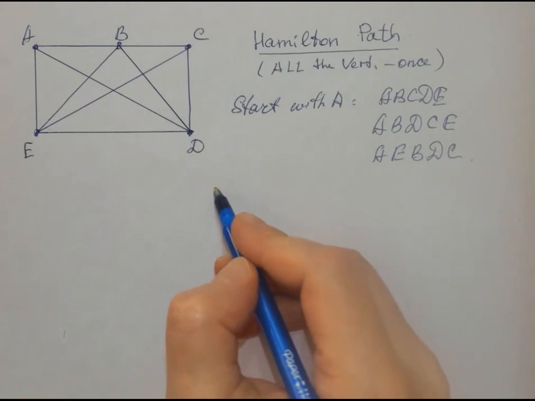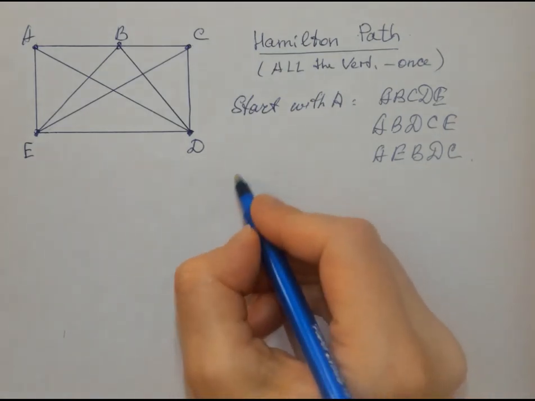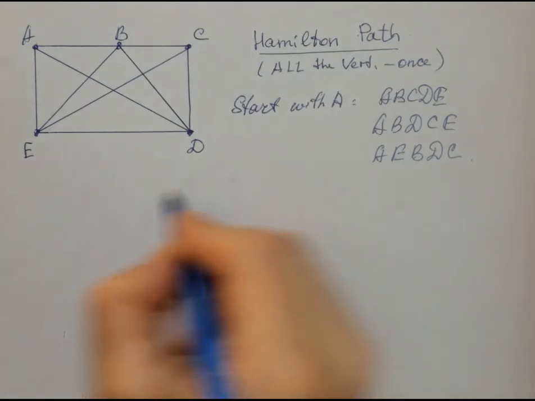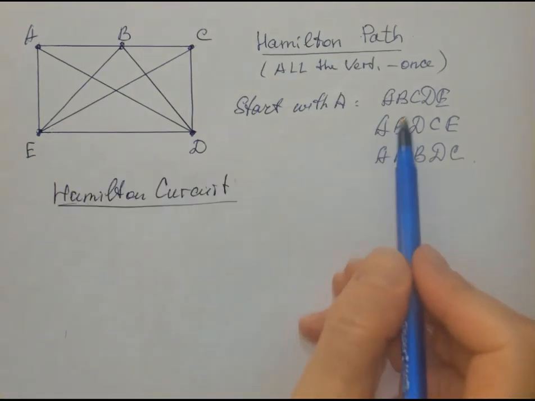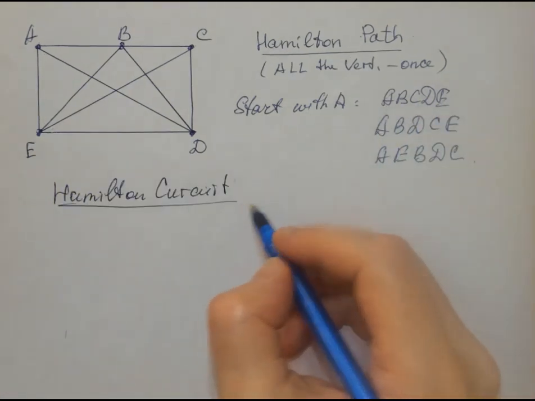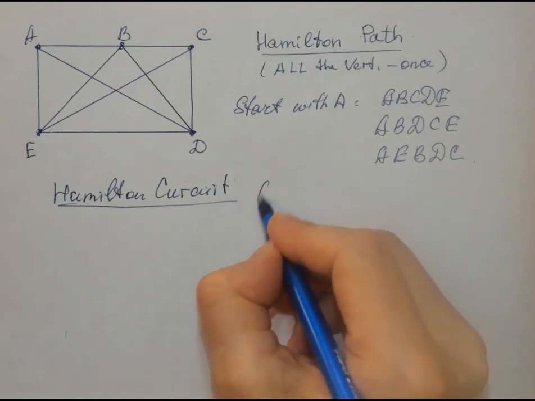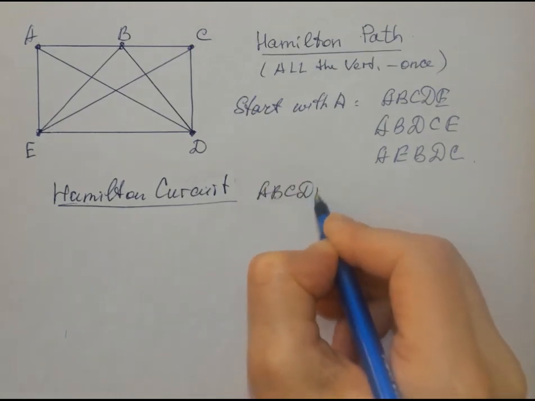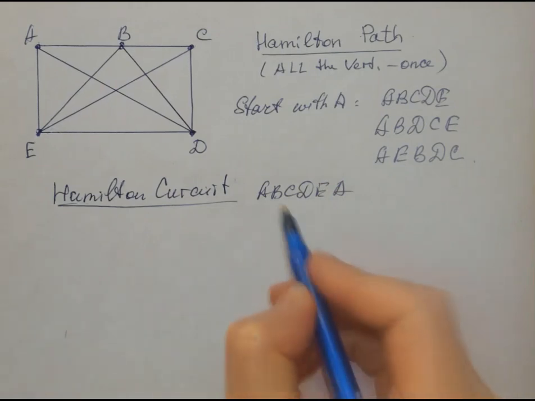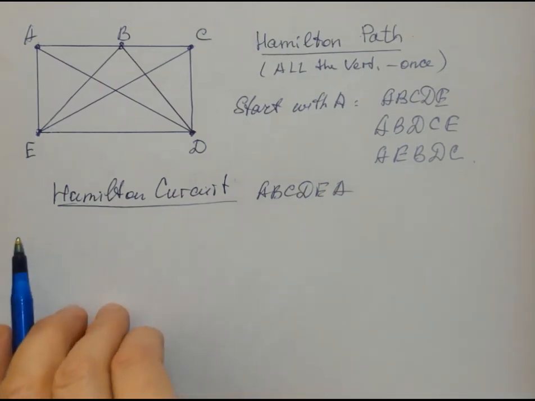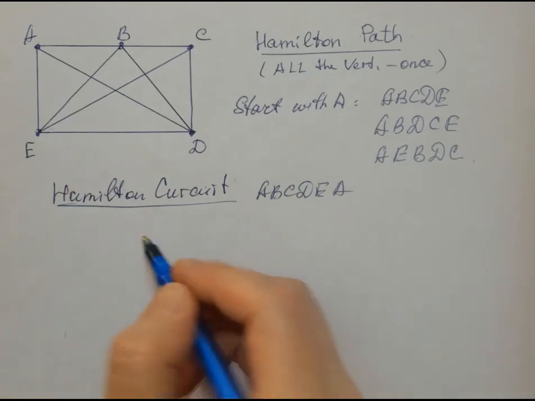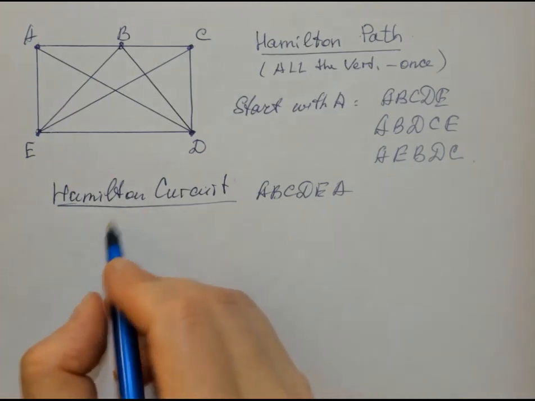So if we return to the first vertex, then it will be a Hamilton circuit. So instead of this first path, we will write A, B, C, D, E, A. Start with A and finish with A. We can start in any other vertex. It is usually given in the problem where to start.